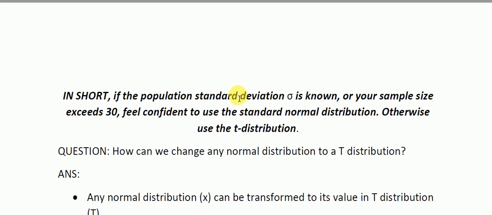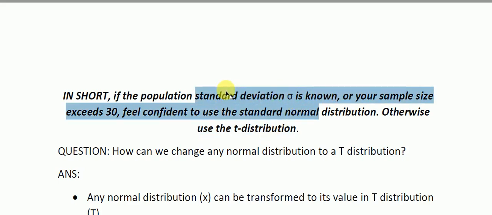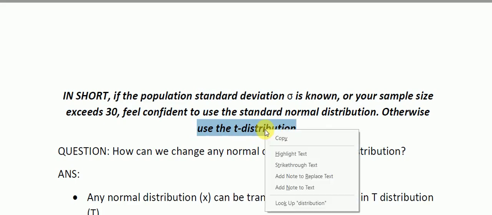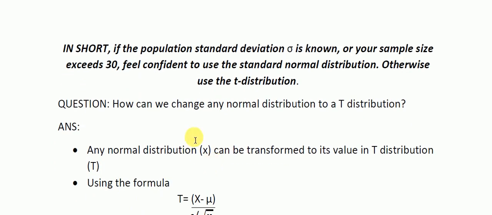So let's move on. So in short, if the population standard deviation sigma is known and the sample size exceeds 30, we are supposed to continue with z-test. Otherwise, we'll use the t-test. So if the standard deviation is unknown and the sample size is less than 30, then we'll use the t-test. So how do we use the t-distribution?